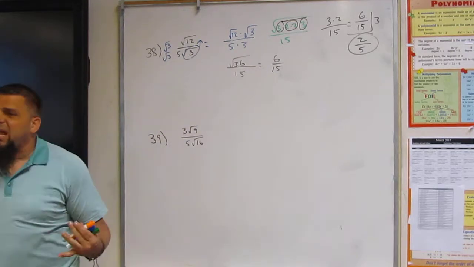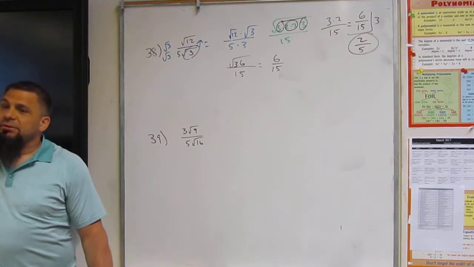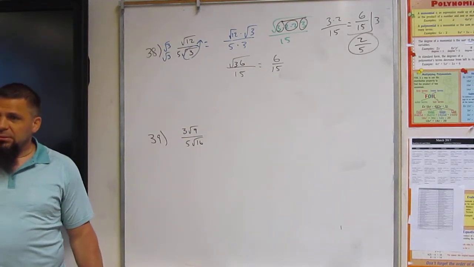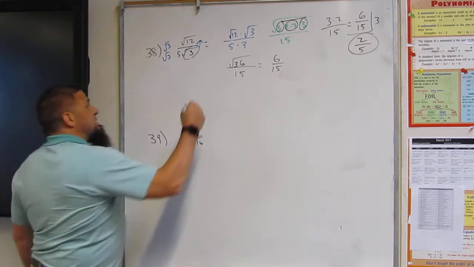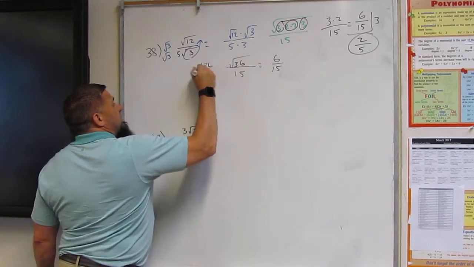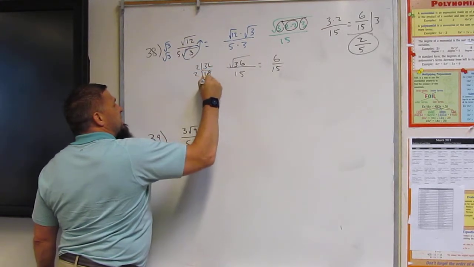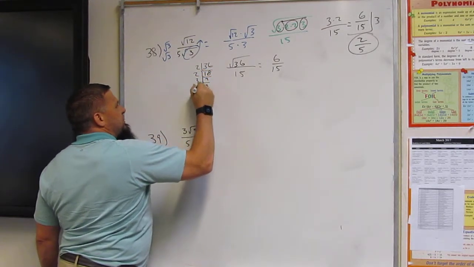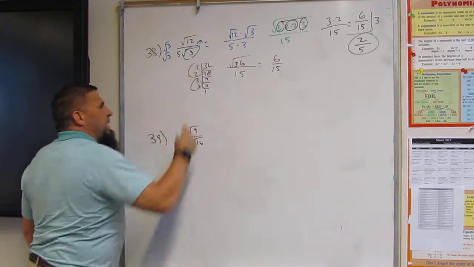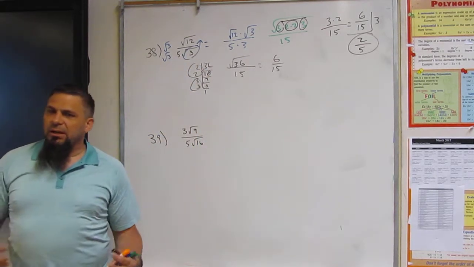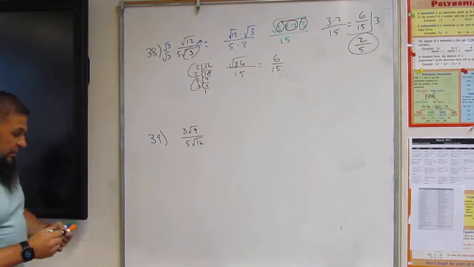What if that was 36? You break it down using your 2's. So 36 you break down using 2, that's 18. Using 2, that's 9. Using 3, that's 3. Using 3, that's 1. Then you pull out your pairs. Again, that's 6.